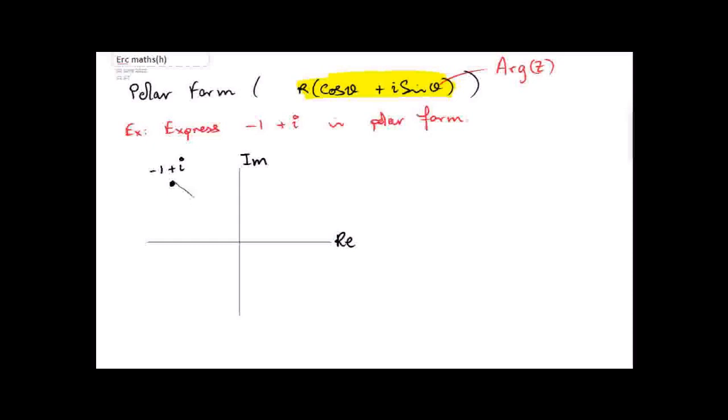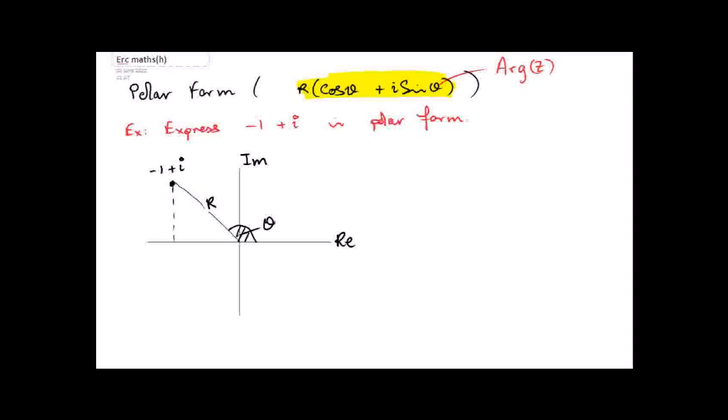Now, to write it in polar form, I need to know what r is, and r means the distance from the complex number back to the origin. Is that okay? The distance from minus 1 plus i back to 0. Okay? So that's what r means. And then theta is the argument of z. So there's theta, that angle there. Is everybody okay with that?